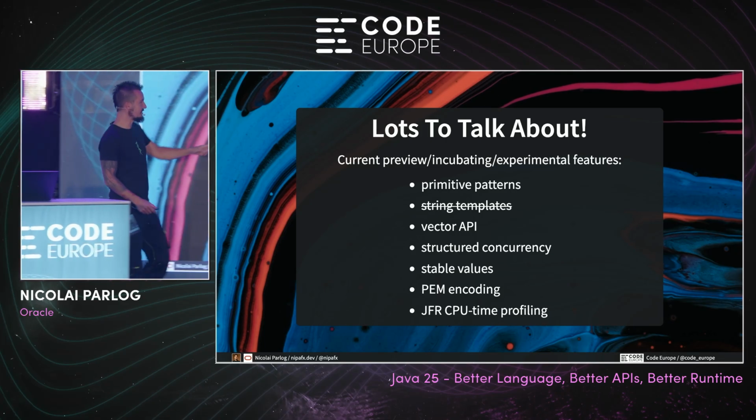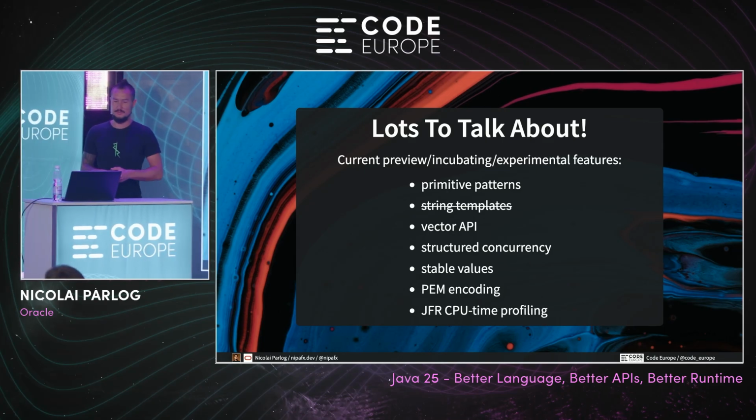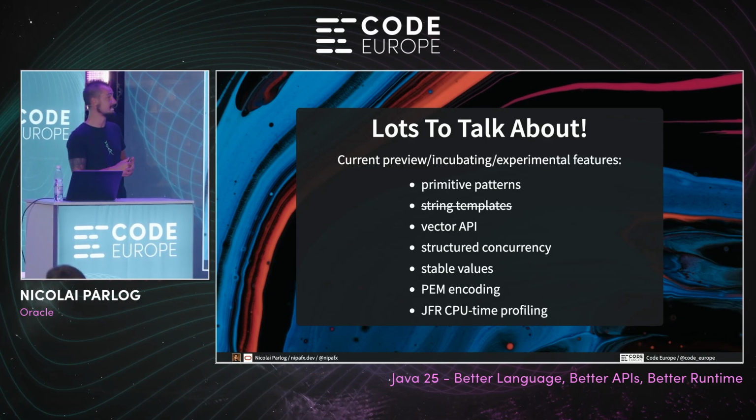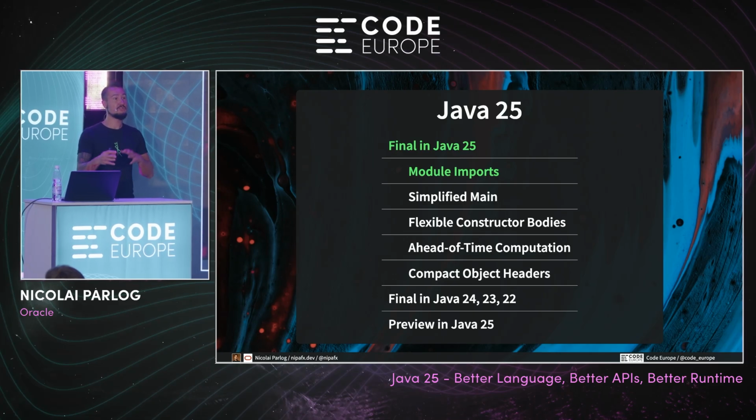Then there is a bunch of stuff that is in preview or incubating or experimental. Then we have string templates here, which is neither anymore. It used to be a preview feature in 21, but I have an explanation for why it isn't any longer that we can get to if you want. What I would like to do is focus on 25 and go through those features, and then we'll see how much time we have left. And then we can pick and choose what else you want to talk about. Okay, so I'll just get going.